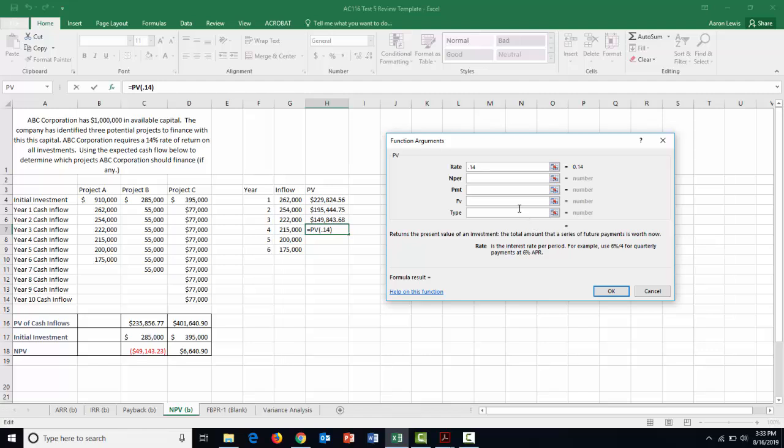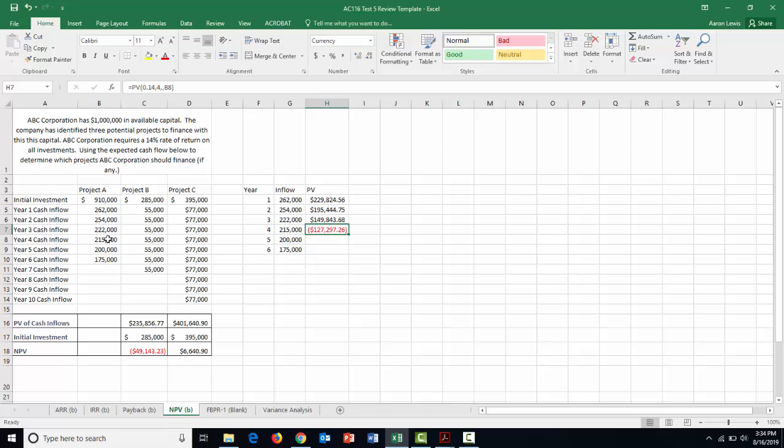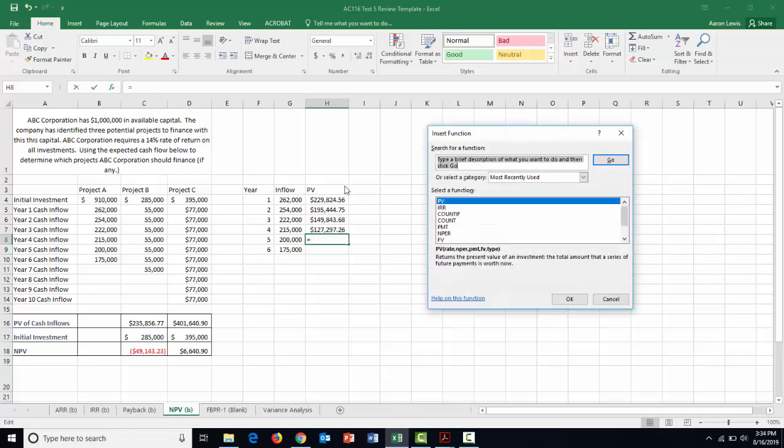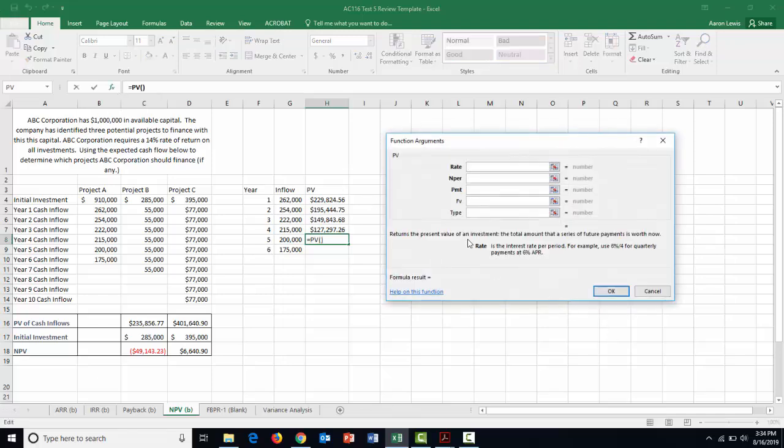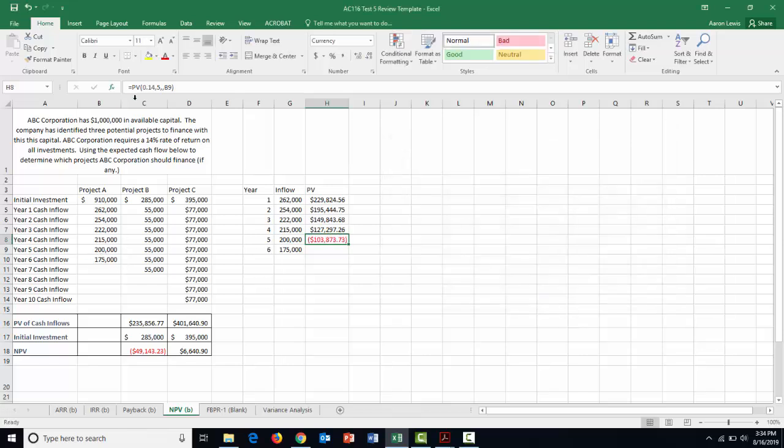Present value one more time. Rate is still 0.14. The number of periods now is 4. And our future value is going to be this $215,000 that we have over here. We can fill that in. Hit negative. For year 5, we're going to go back to the present value function. We're going to have a rate of 0.14. We're going to have the number of periods this time being 5, because it's year 5, and our future value is going to be equal to year 5's cash inflows of $200,000. We hit enter.